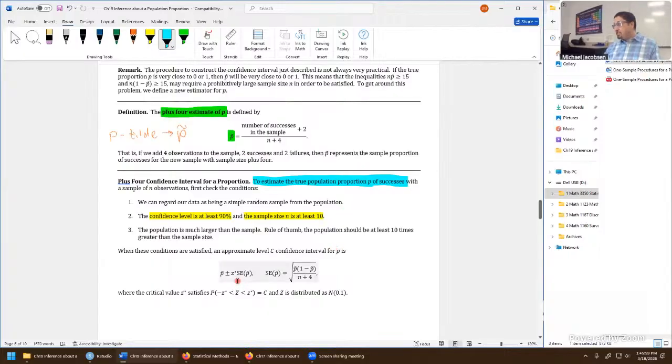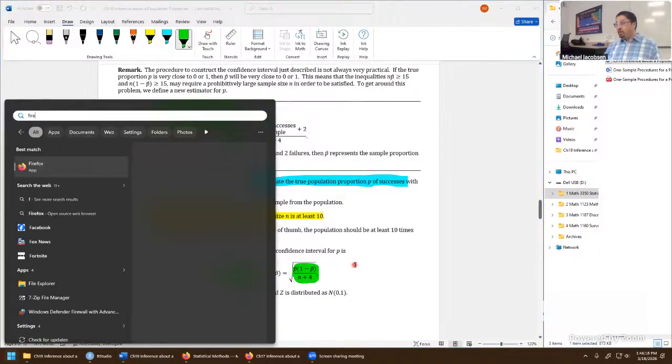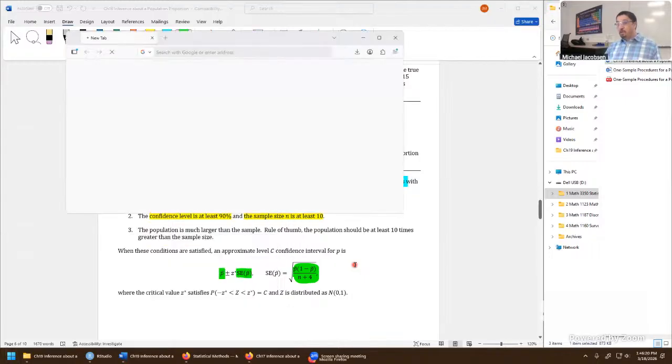Well, it changed the procedure just a little bit down here. We put in p tilde, we use the same z star as before, but the standard error is different. Standard error has a change of n+4 in the denominator as well. So to kind of see what's going on here, let's do something we don't do very often in class. Let's pull up Desmos.